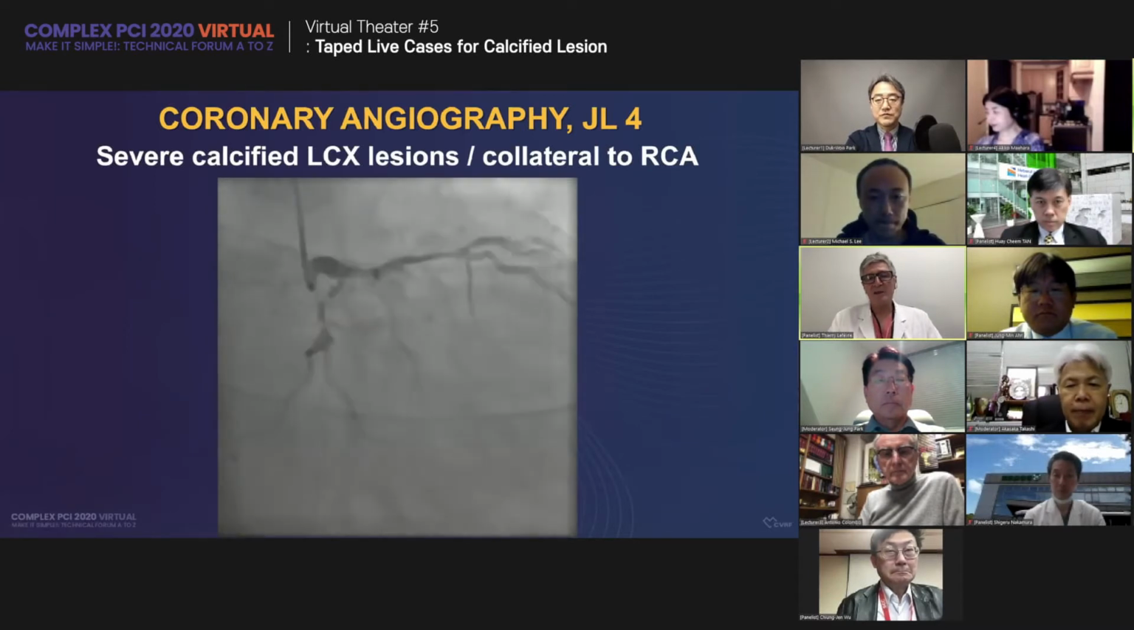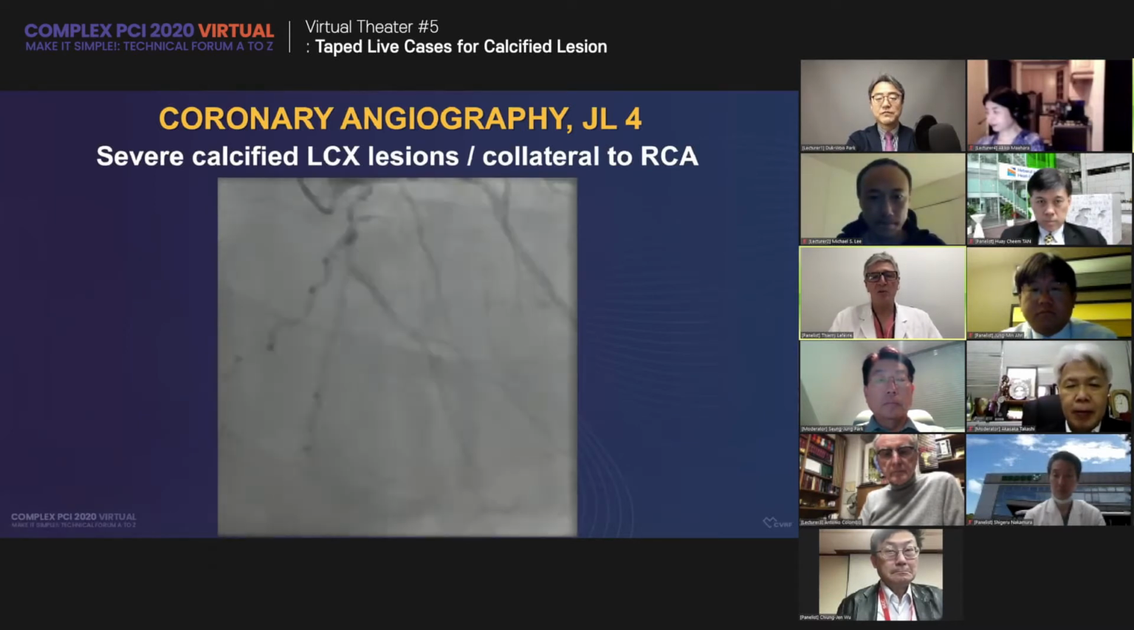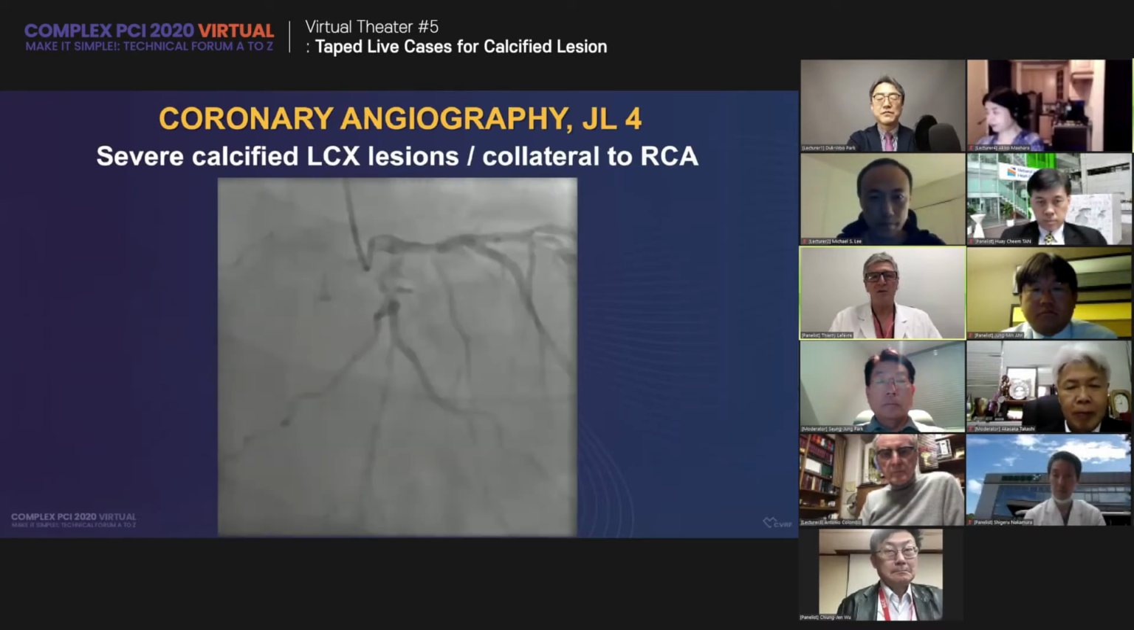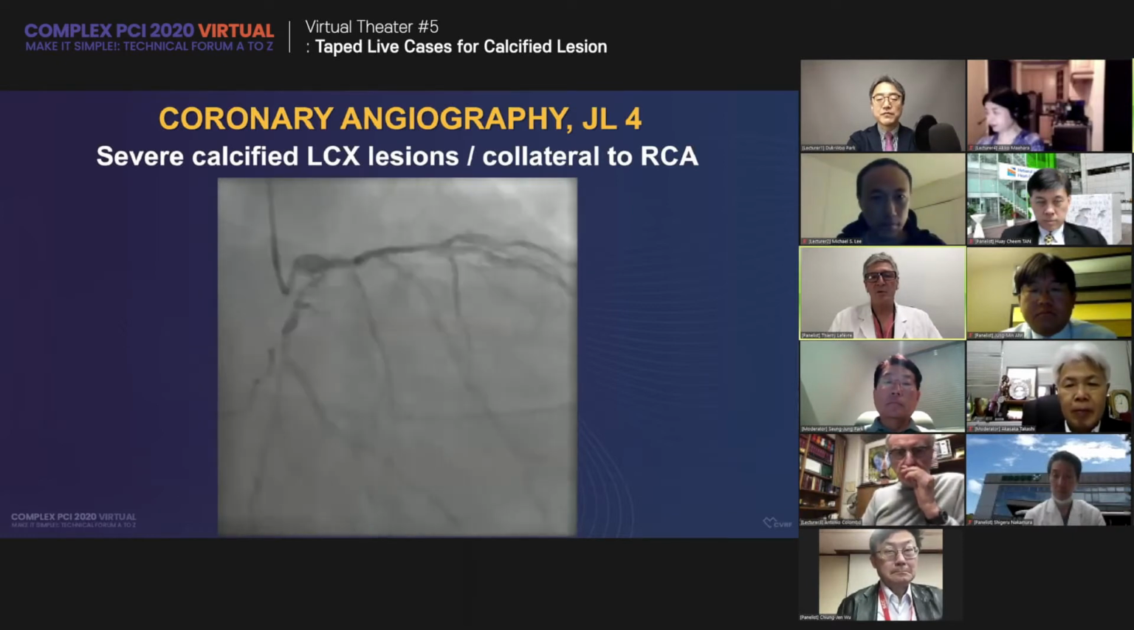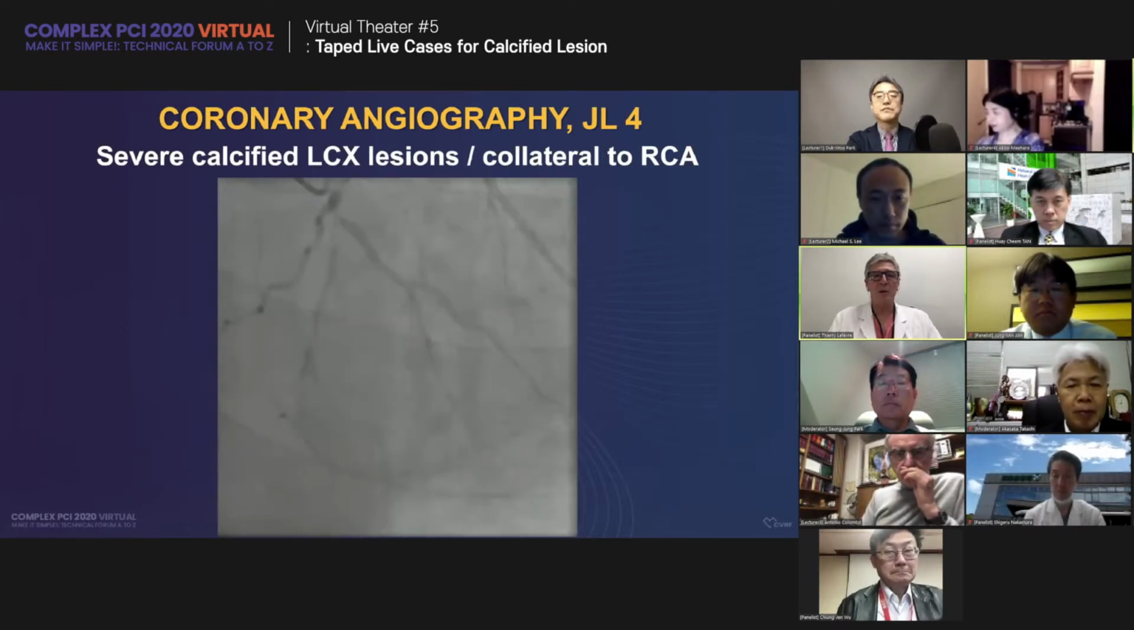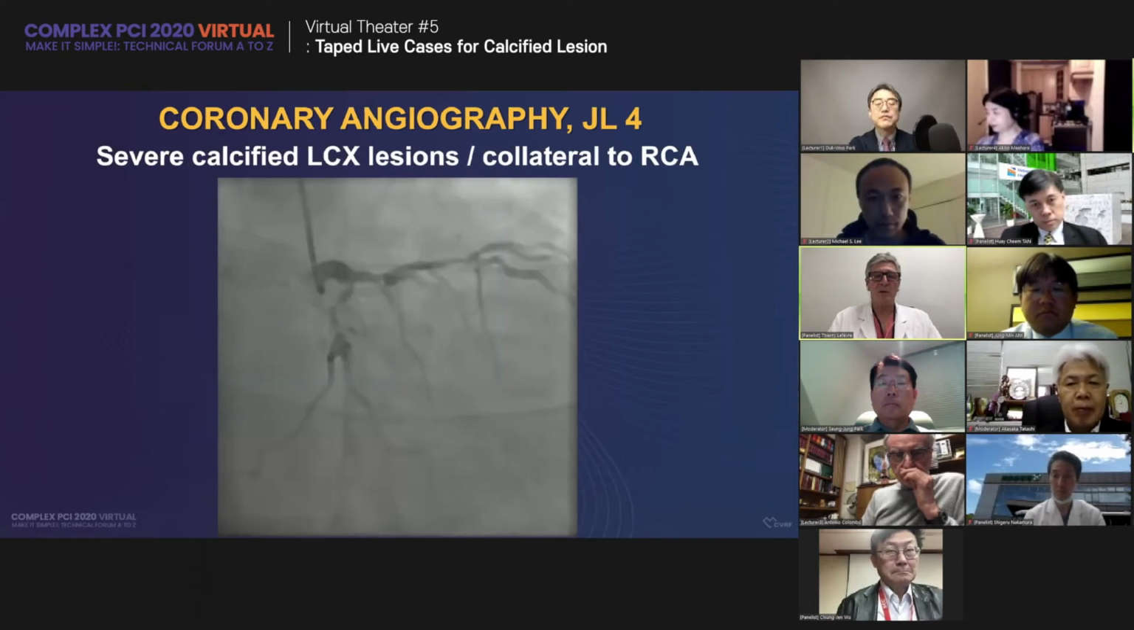So I think that lithotripsy can be a good option for the left main and the LAD. Maybe not for the circ because access is more complex. So a good non-compliant balloon can maybe be a good option.